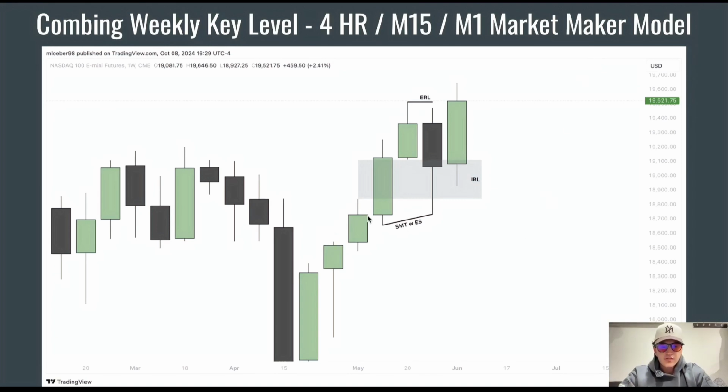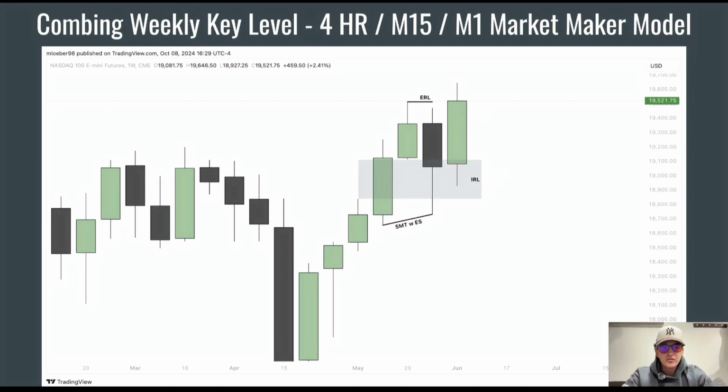When price tags this internal range liquidity pool, it creates SMT divergence, and then price delivers us to that weekly external range draw. There's multiple entries within this tag here to the delivery to that external range draw. Because a lot of people will miss the first entry of the forever model and then they'll just let the move run without them. That should not be the case.